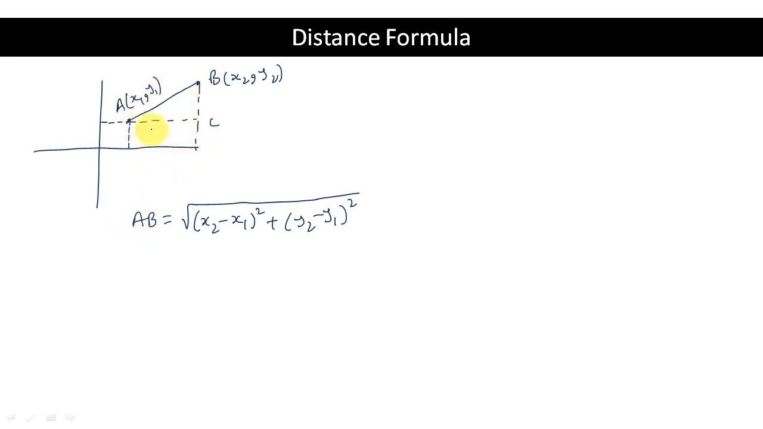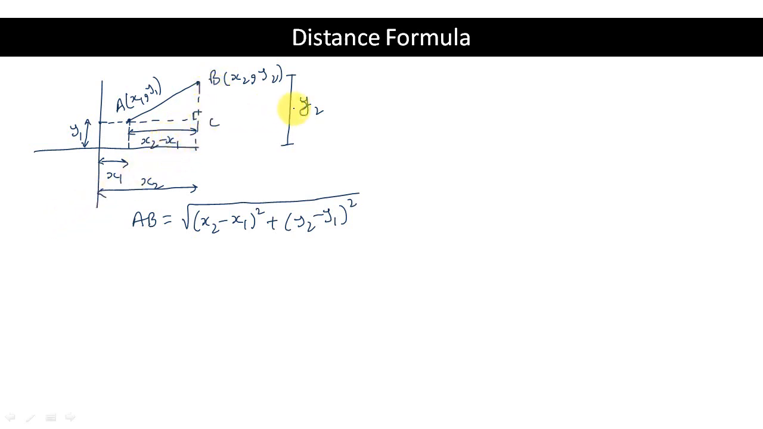So if this point is x1, y1, that means this distance is x1 and this distance will be y1. And if this is x2, y2, that means this distance will be y2 and this horizontal distance will be x2. So considering the right triangle ABC, I can find the length of AC. Length of AC will be x2 minus x1, because from here till here it is x2 and from here till point A this is x1. So the distance AC is x2 minus x1.